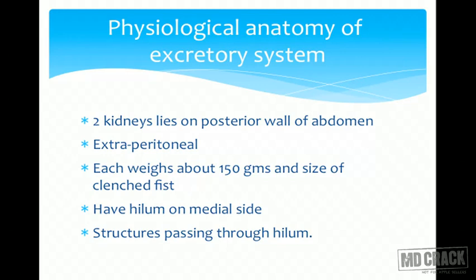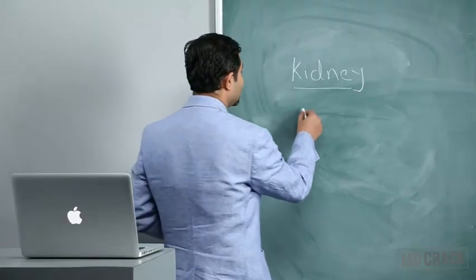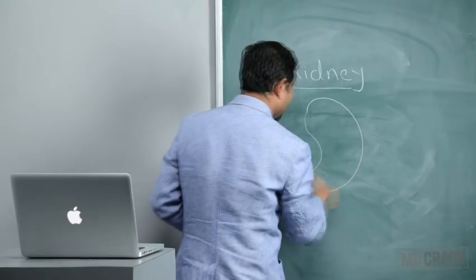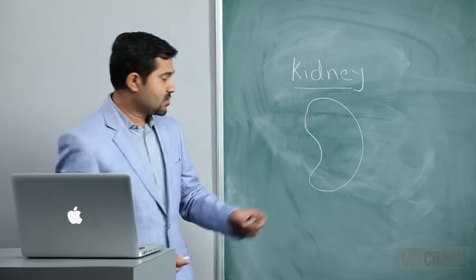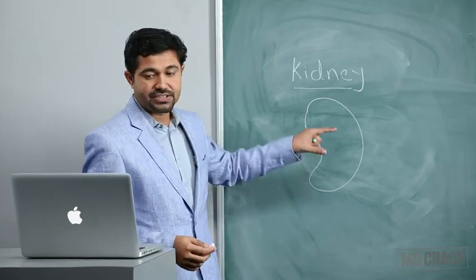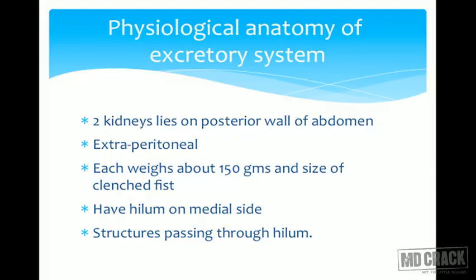Kidneys, as you know, are called bean shaped, and a bean is called kidney shaped. So this is the common structure of the kidney, which we will call a bean shape. This is called the hilum. These kidneys lie on the posterior wall of the abdomen. You have to remember, from a surgical point of view, they are extraperitoneal.